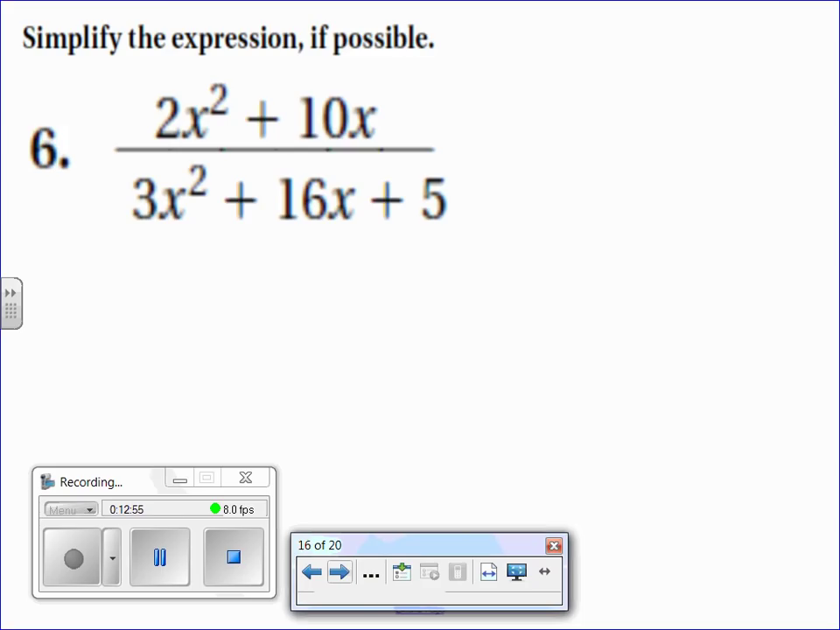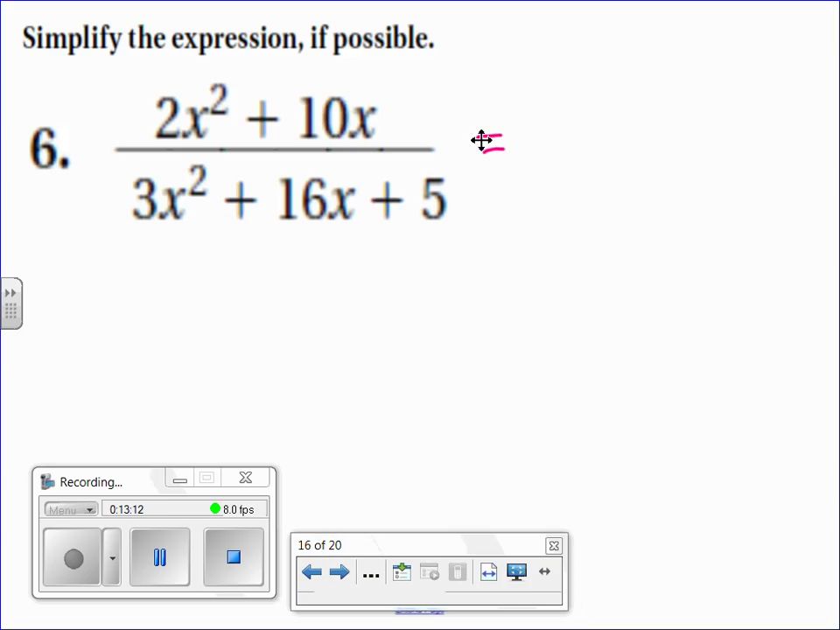What makes it hard is that bottom. If you look at the bottom closely, it has 3 terms. It has a leading coefficient of 3, so we're going to have to use the box method on the bottom. Now the top, it's not a box method problem. There's only 2 terms, so you're just going to pull out a common monomial. Let's go ahead and try the top first.